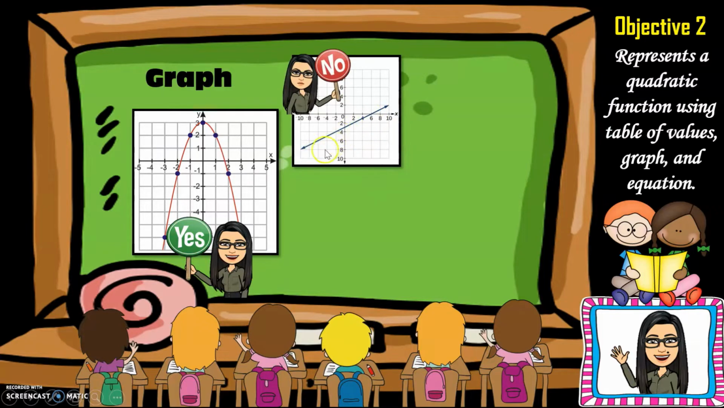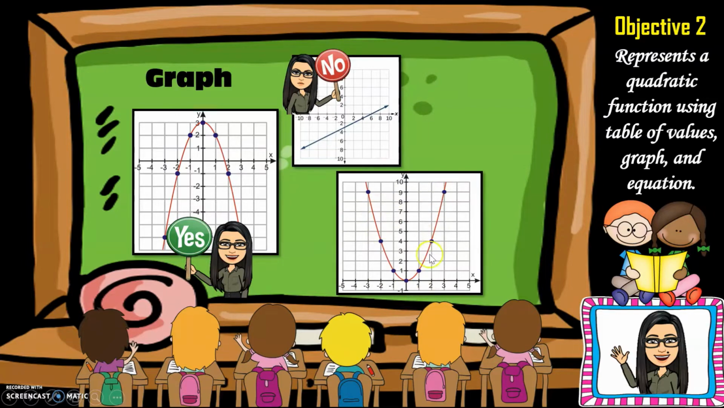No, it is not a quadratic function. As you can see, ang na-form sa graph is a line. So therefore, it is not a quadratic function. So the third one, do you think that this is a quadratic function? Yes, because it is a parabola that opens upward.